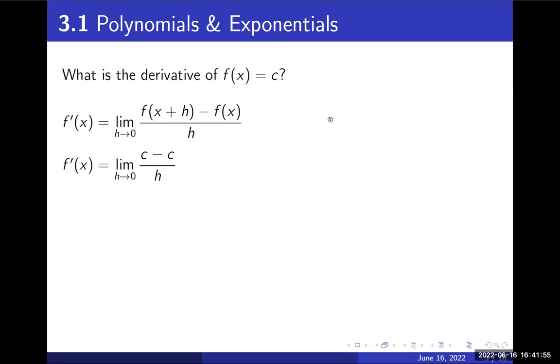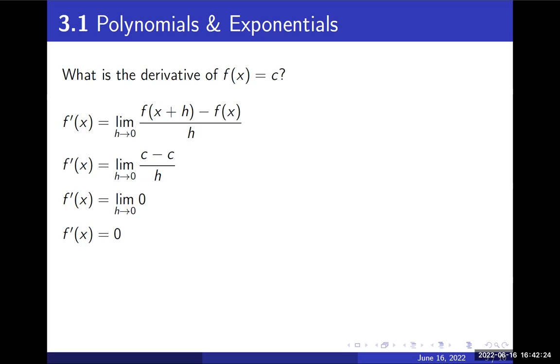So we would come to here, the limit as h goes to 0, c minus c over h. Well, c minus c is going to give us 0 over h, or 0. And the limit as h approaches 0 for 0 is simply 0. There you go. So the derivative for any constant will always equal 0.